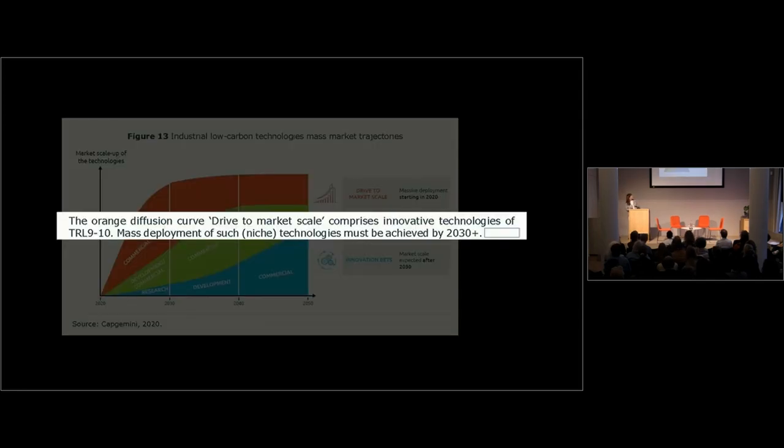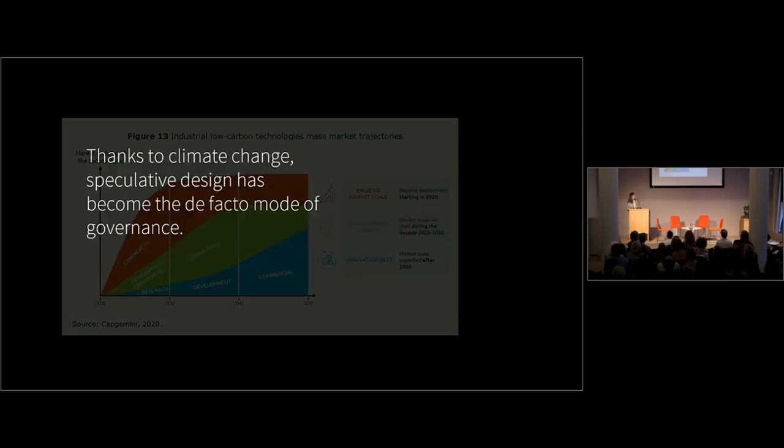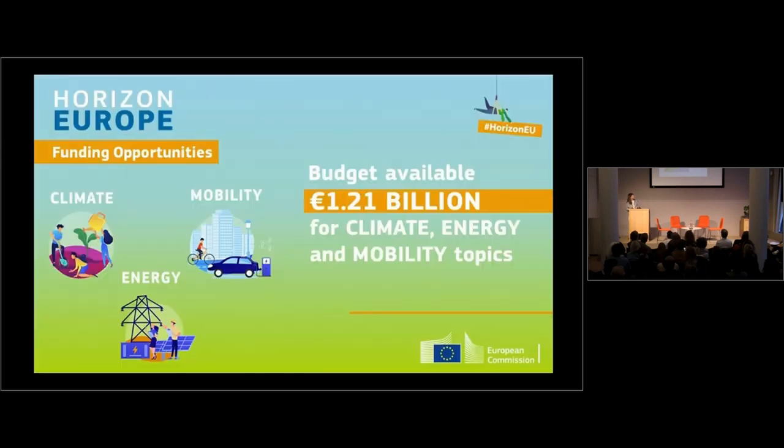And what I find pretty interesting, it's talking about technology readiness levels, very geeky, but it says mass deployment of such niche technologies must be achieved by 2030 plus. Again, these are niche technologies. We have no idea if they're going to work, but they must be achieved within 10 years or we fail the climate. So what I believe is that thanks to climate change, actually speculative design has become the de facto mode of governance today. This is literally how we're planning our lives.